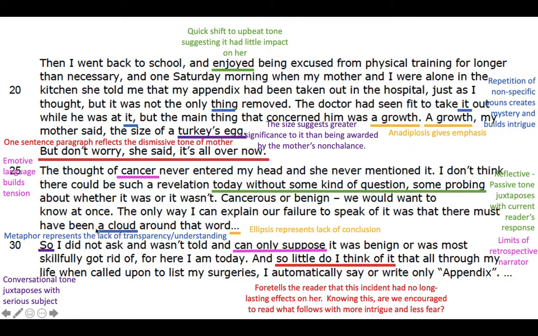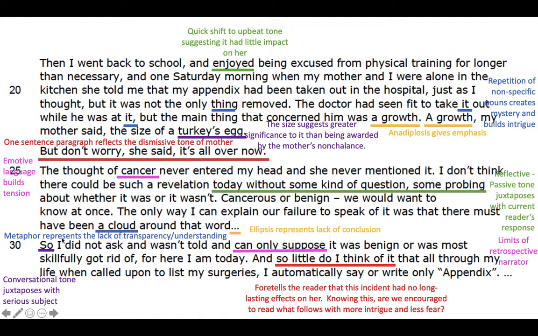But she says basically there was a cloud around that word. The metaphor represents the lack of transparency, the lack of understanding. And the ellipsis here really represents a lack of conclusion. And you might argue maybe that's why this impacted her mentally, because she didn't fully understand what was wrong with her.